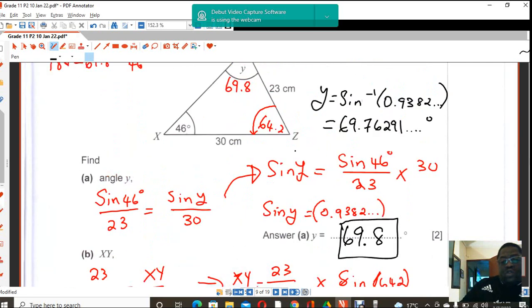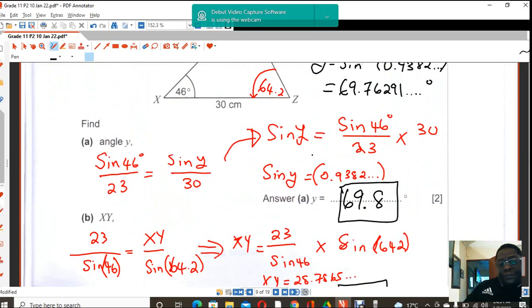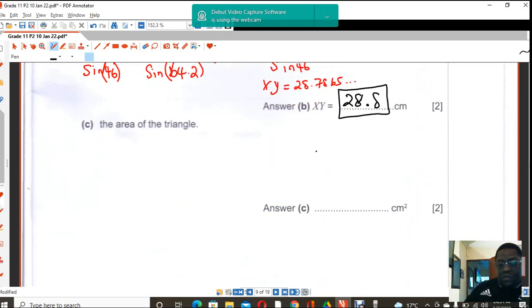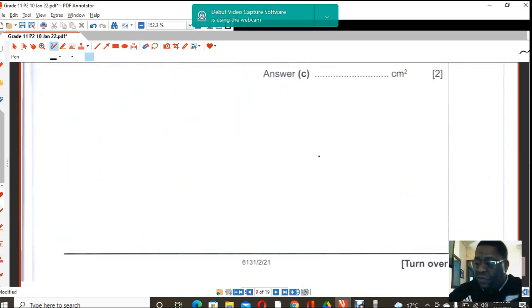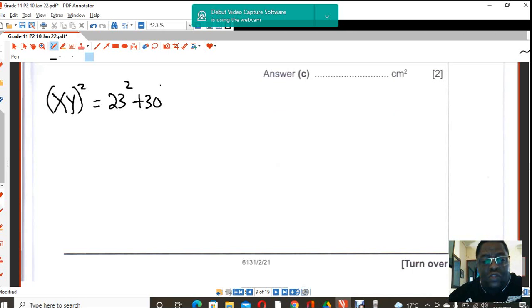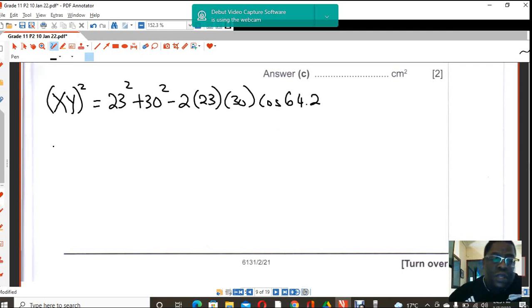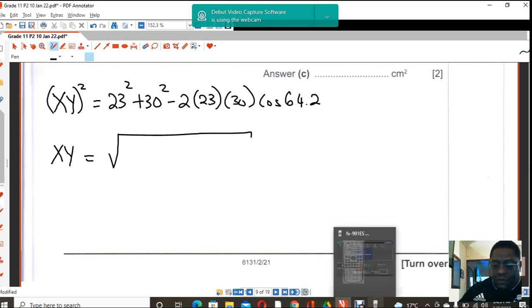Well, you can also use the cosine rule. If you use the cosine rule, I'm going to write it down here. So someone wants to use the cosine rule and say xy squared equals 23 squared plus 30 squared minus 2 times 23 times 30 times the cosine of 64.2. And then xy will be everything here square root.